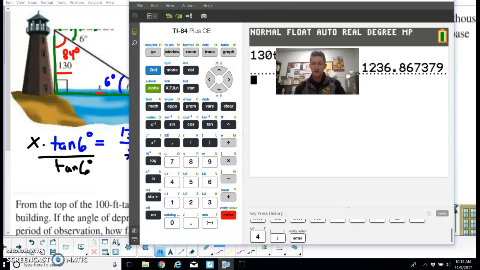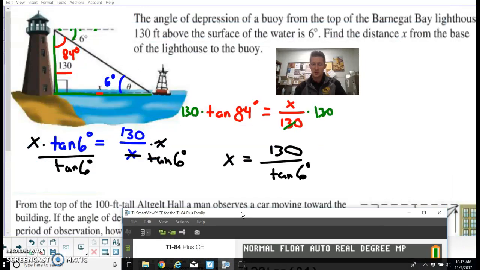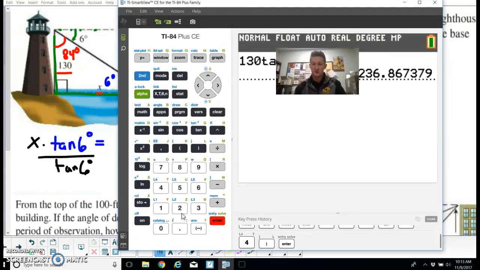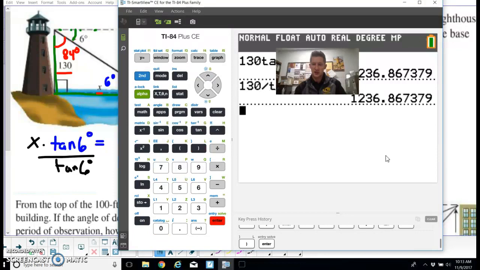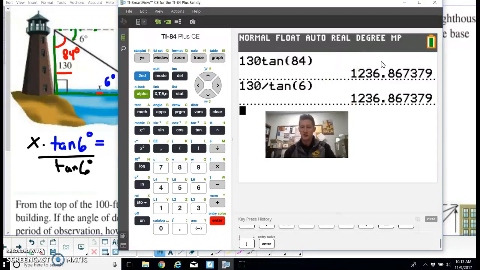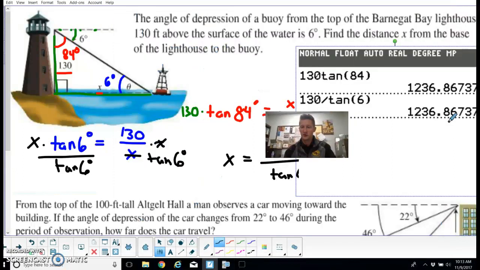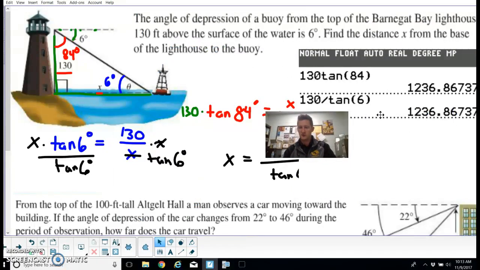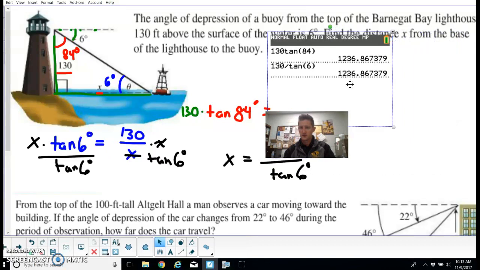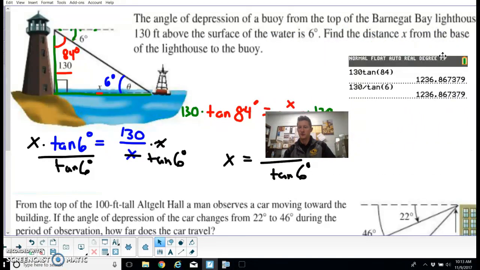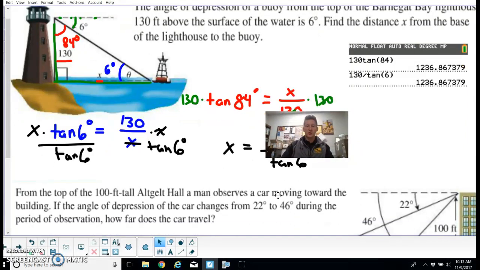Now, if I do it the other way, and I take 130 divided by the tangent of 6, let's see what we get. 130 divided by the tangent of 6. Close the parentheses, and we get the exact same number. Okay, so same number should work out. Either way, this would be our answer, the 1,236.9-ish. Cross that off. So there's our answer to the first one. Either direction is fine, just whatever works best for you in your brain to make that work.